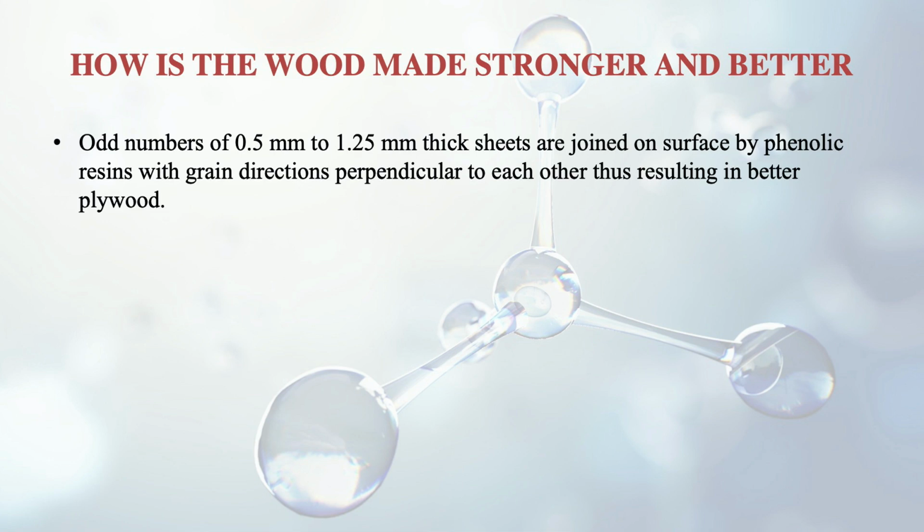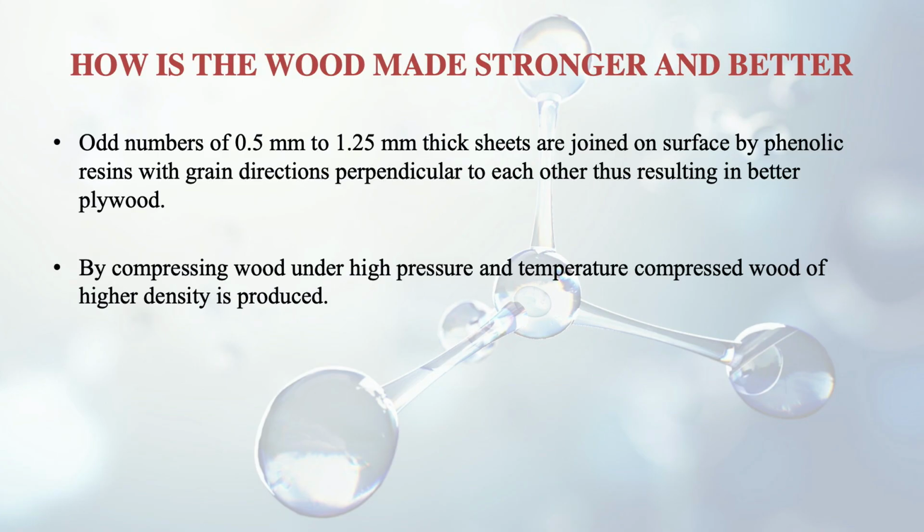And how to make this wood stronger and better, there are a certain number of points I am discussing now. There are odd numbers of 0.5 millimeter to 1.25 millimeter thick sheets. If they are joined together on the surface by phenolic resins with grain directions perpendicular to each other, then it results in better plywood. So there is a certain thickness of the plywood sheets, and they have to be combined in such a way that the grains are perpendicular to each other. Then only this better plywood can be made. In this way we can strengthen this kind of wood.